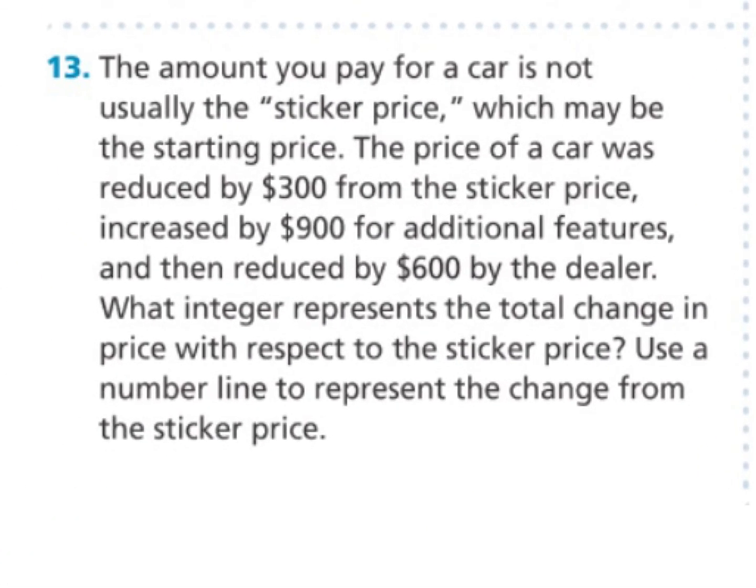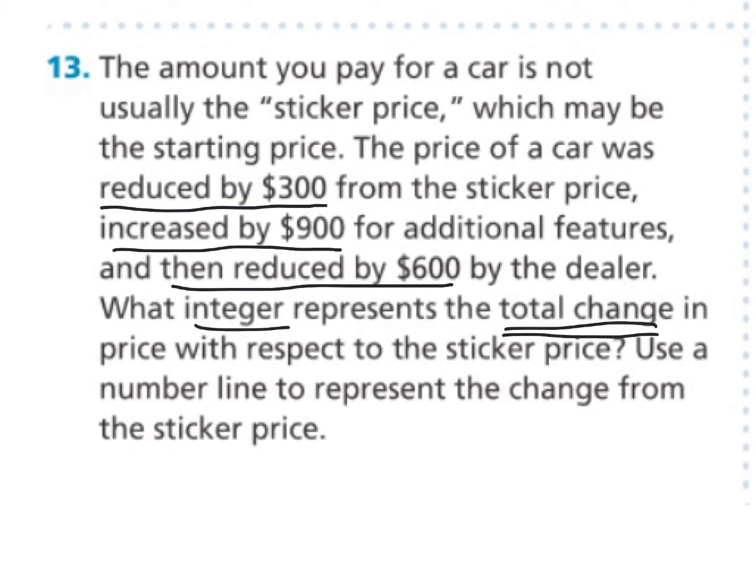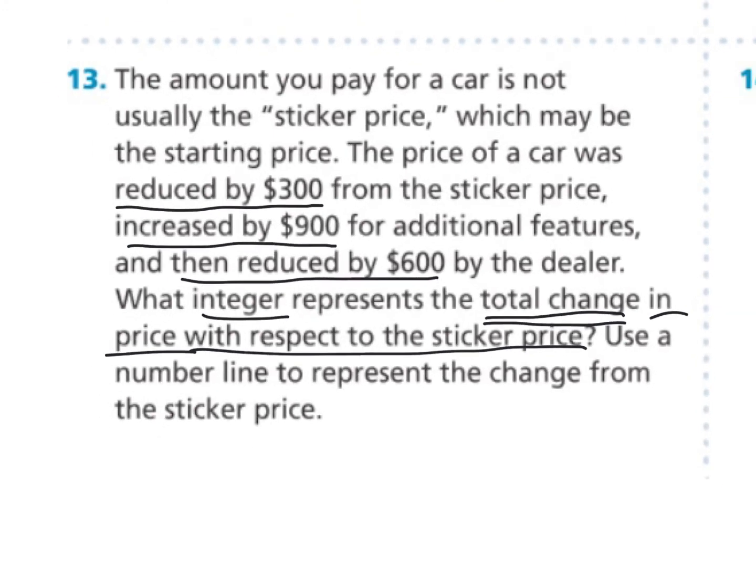Number 13, the amount you pay for a car is not usually the sticker price, which may be the starting price. The price of the car was reduced by $300 from the sticker price, then increased by $900 for additional features, then reduced by $600 by the dealer. What integer represents the total change in price with respect to the sticker price? And if you want, you can use a number line to represent that change.